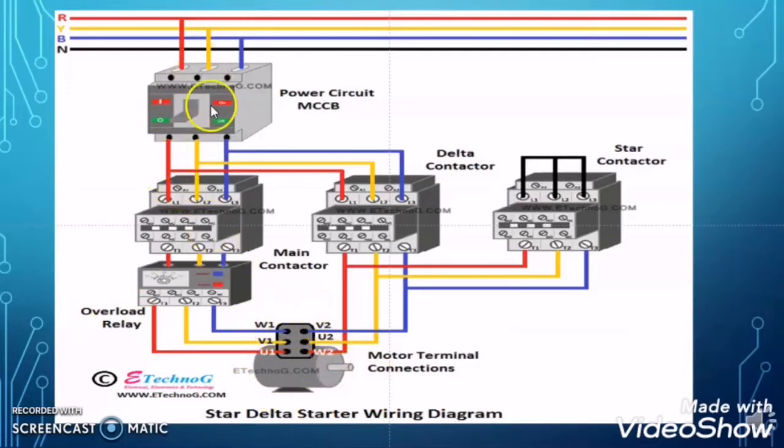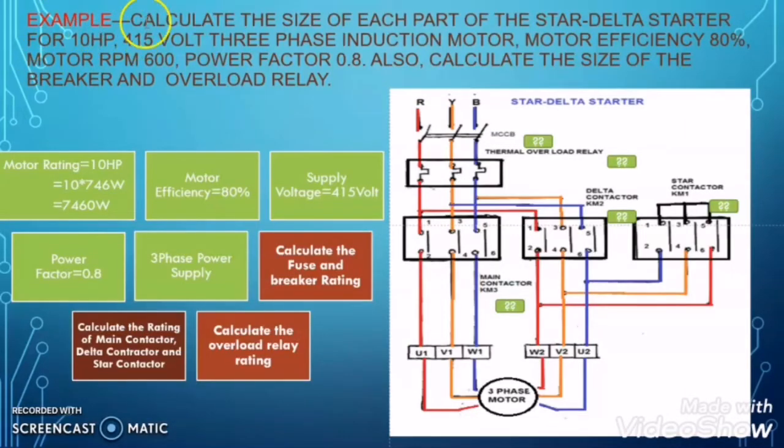So this is completely a design topic. Now let us take an example, and with that example we will rate the MCCB, main contactor, delta contactor, star contactor and overload relay for a particular motor. What is our example? In our example we have to calculate the size of each part of the star delta starter. For a 10 HP motor, 415 volt 3 phase induction motor. Motor efficiency is 80%, motor RPM is 600, power factor is 0.8. Also we need to calculate the size of breaker and overload relay.